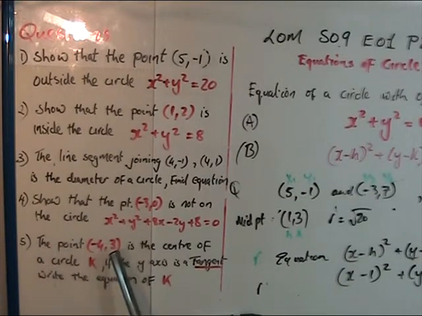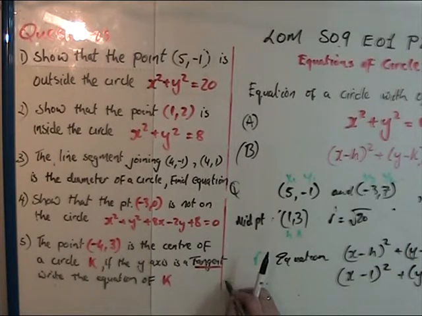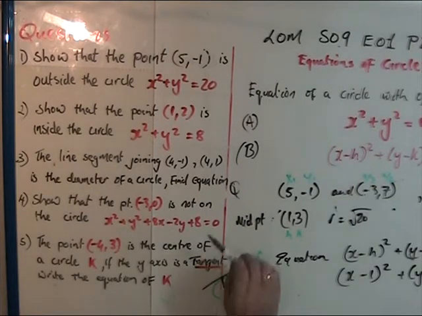The point (-4, 3) is the center of a circle K. The y-axis is a tangent, a line that cuts the circle at one point. For example, the tangent would cut it at that point, which means it's perpendicular. So you can imagine a lot of things; draw it out and find the equation of K. I've helped you with a lot of these here, but this one is one where you have to use your head. Thank you for that. Bye bye.